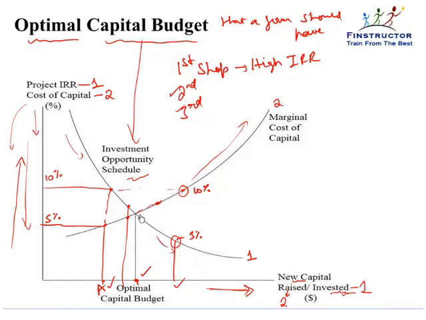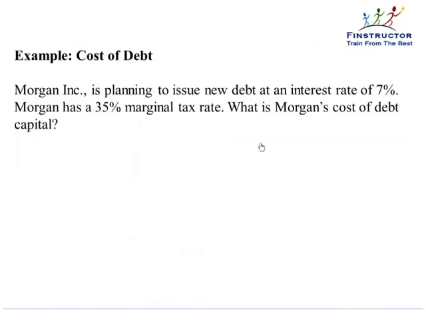So where the marginal cost of capital is exactly equal to the project IRR is where we should stop raising new capital and stop investing into expanding the business. That's the concept of optimal capital budget. We'll now study the individual components of costs of capital, that is debt, preferred stock, and equity, in a little more detail.